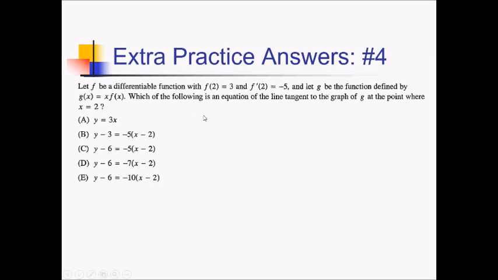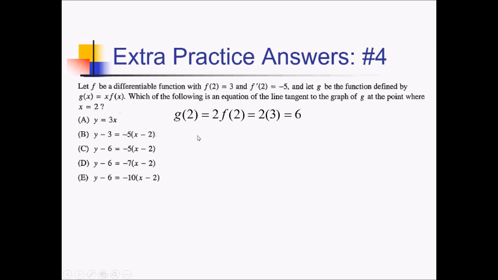So in order to get the y value, I need to plug 2 into the g function, since that's what we're looking for the tangent line for. So that's going to be 2 times f of 2. Well, f of 2, they actually gave us up here. That's 3. So this is 2 times 3, which gives us a y value of 6. So we're going to end up with y minus 6 and x minus 2 in the equation, which at least eliminates answer choices A and B.